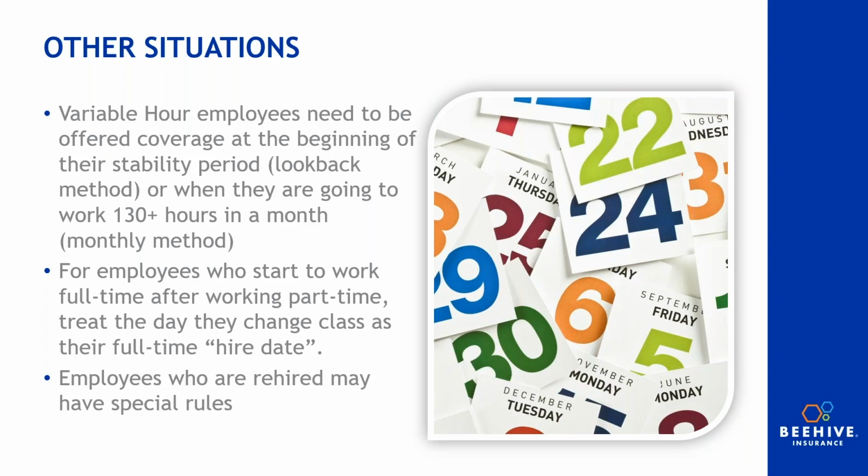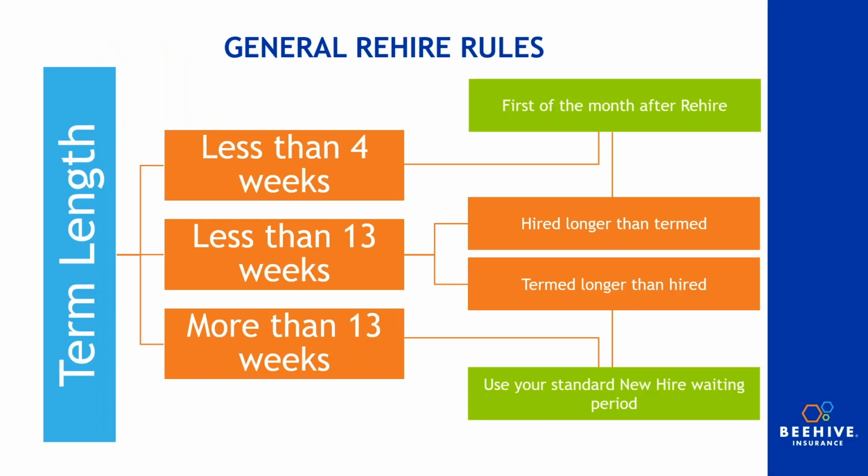So let's go over some of the general rehire rules. So we have this chart, and we're going to assume that this employee that was termed was eligible for benefits the day before they were termed. So if this employee who is eligible for benefits was termed for less than 4 weeks, they should be eligible for benefits the first of the month after rehire or sooner, but doing first of the month makes it easier to manage as an employer and is allowed and is considered reasonable.